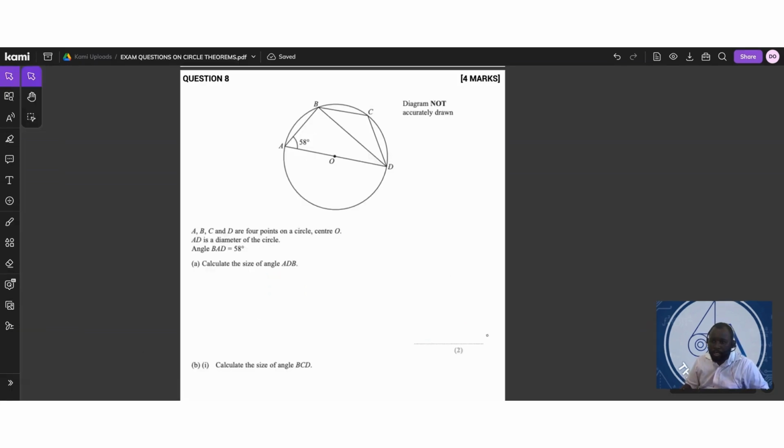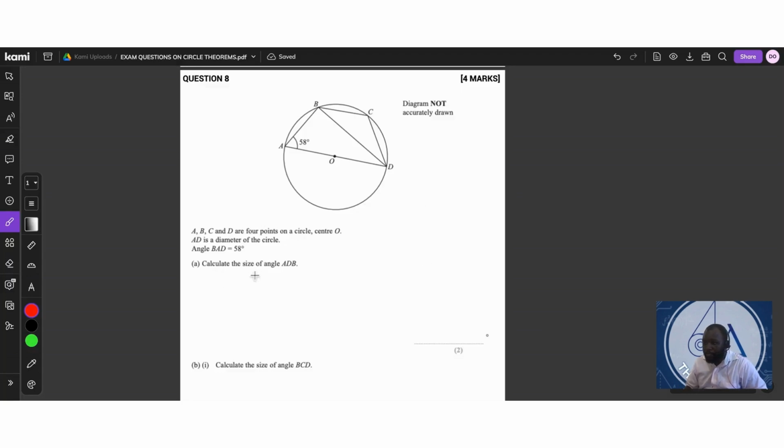Okay, now let's look at number 8. In number 8, we have another cyclic quadrilateral. So we said most of the questions will always revolve around cyclic quadrilaterals. And the first question, A, B, C, D are 4 points on a circle, center O. AD is a diameter of the circle. So we've been told AD is a diameter, so we have that information with us. Then BAD is 58 degrees. We know ABD is going to be 90 degrees.